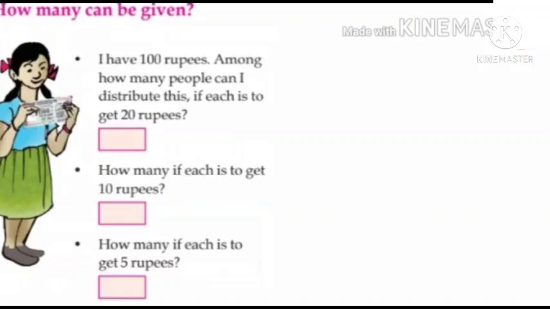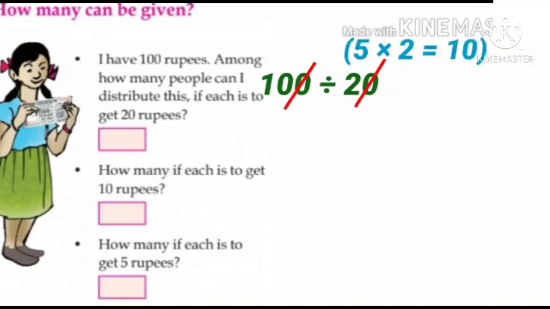First we need to divide 100 rupees with 20 rupees each. That is 100 divided by 20. Here also we need to cancel the zeros in the place of ones of both numbers. Then we got 10 divided by 2. Children, how many 2's are 10? Yes, 5 2's are 10. So 10 divided by 2 equals 5. So 100 divided by 20 equals 5. So 100 rupees can be distributed to 5 people, each getting 20 rupees.